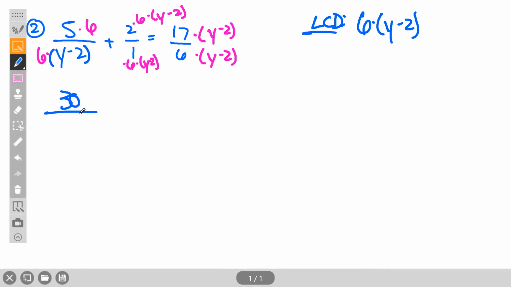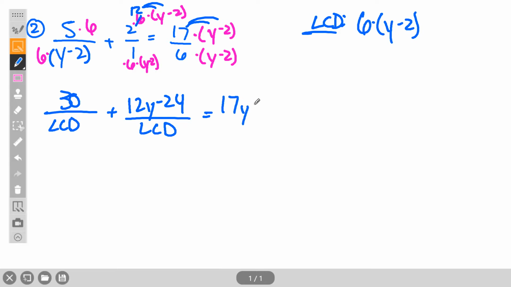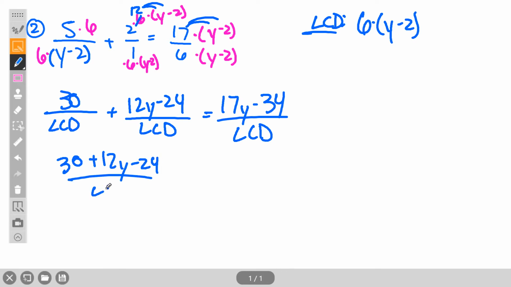So I get 30 over the LCD plus, that's 2 times 6 is 12. 12 gets distributed, so 12y minus 24 over the LCD equals 17 gets distributed, 17y minus 34 over the LCD. So combine these into a single fraction. So this is 30 plus 12y minus 24 over the LCD equals 17y minus 34 over the LCD.